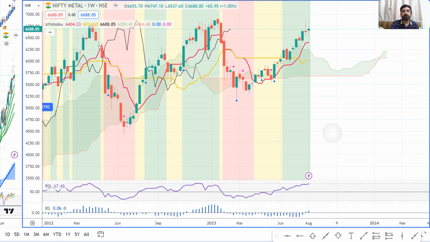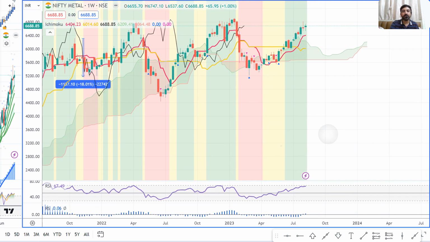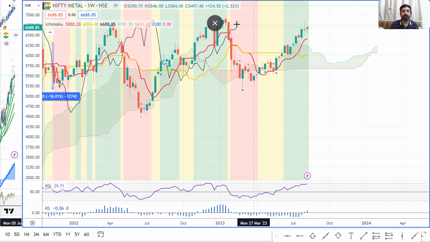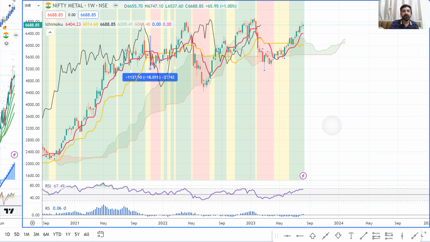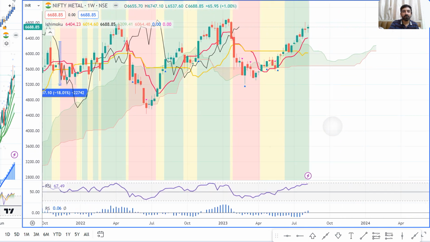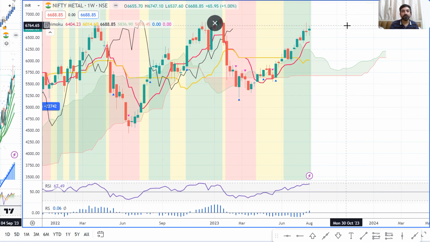Metal, on the other hand, is again quite an interesting chart we have got. It is on the verge of a multi-year breakout from April 2022, or at least more than a year of breakout. If it breaks out, it might be a very good sector to invest into.